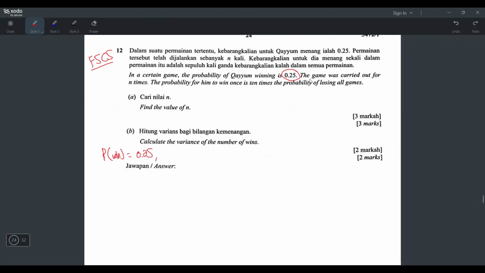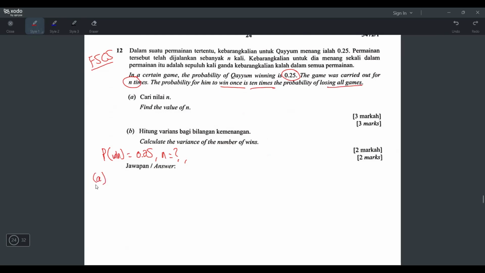And then keep reading. The game was carried out for n times. So n is the number of times the game was carried out. But they never give us, so the n is basically like a question mark, I don't know. Okay? And then the probability for him to win once is 10 times the probability of losing all games. So then A, find the value of n.